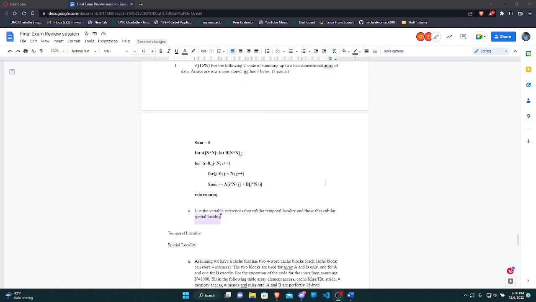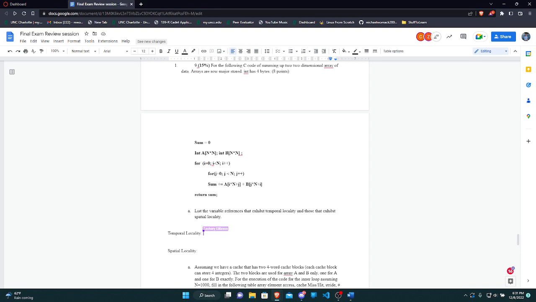So I'll wait to answer the spatial locality question, but for temporal locality, it's what variables are we going to access a lot. In part B, it tells you that n is 1,000. So when we look at this for loop, we can see that the topmost loop is going to run 1,000 times. And for 1,000 iterations of the loop, i is going to remain the same.